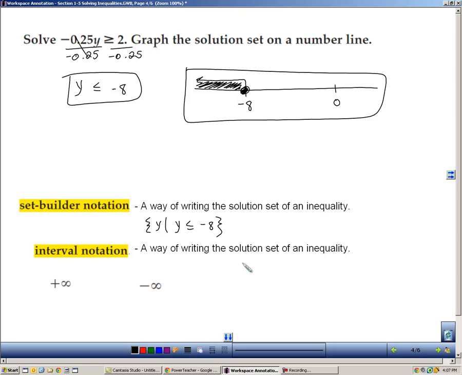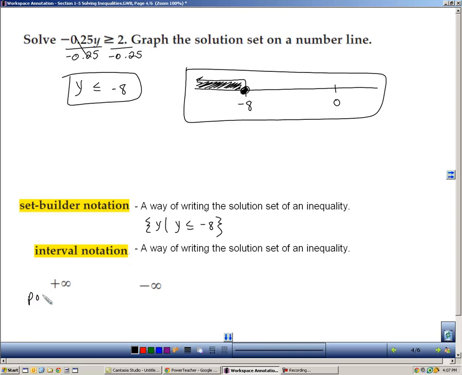That's called set builder notation. You're going to see the back of the book potentially use this. I don't mind if you just use the y less than or equal to negative 8, but you should know about it. Likewise, you should know about interval notation, which is kind of interesting. It's another way of writing a solution using these symbols.